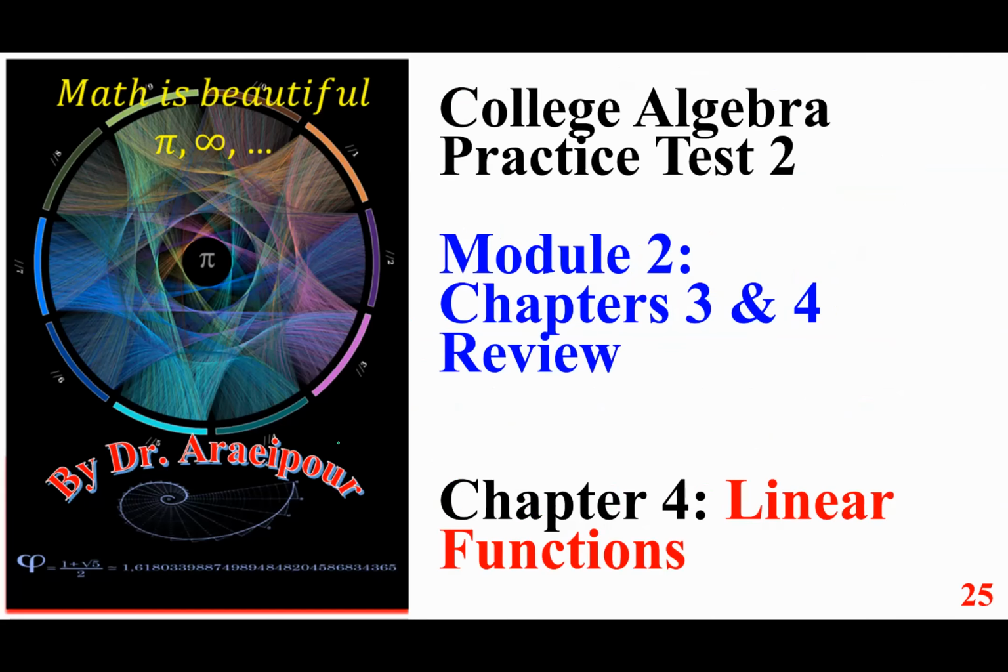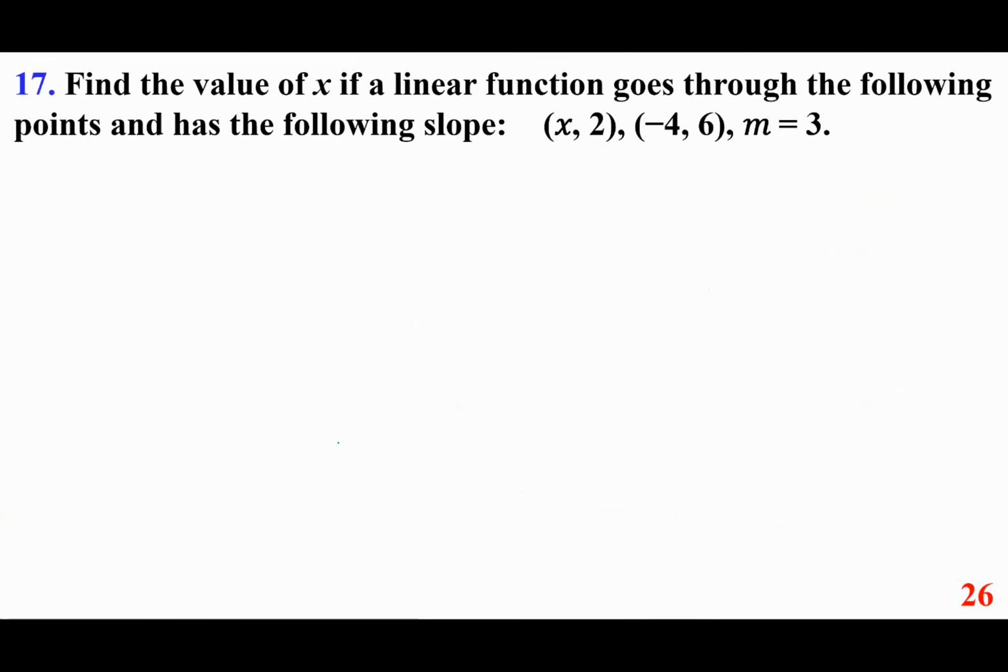We're going to look at the next chapter, which is linear functions. Find the value of x if a linear function goes through the following points as the following slope. So we have the given pair x, 2 minus 4, 6. We have this slope, and we are looking to find x.